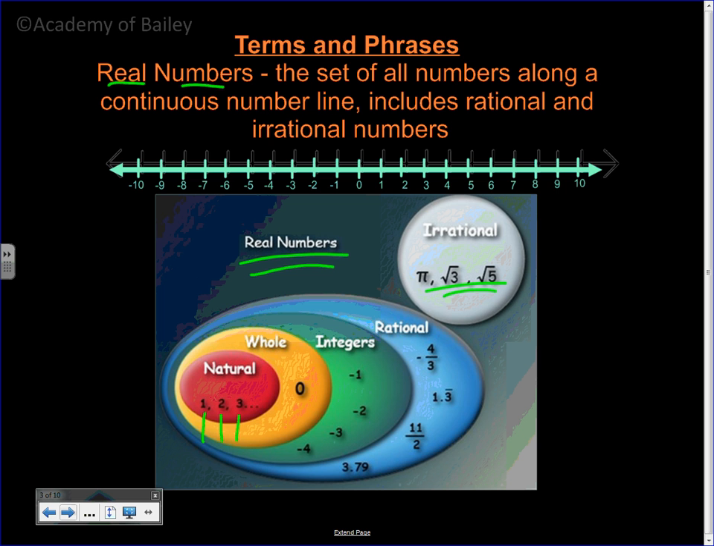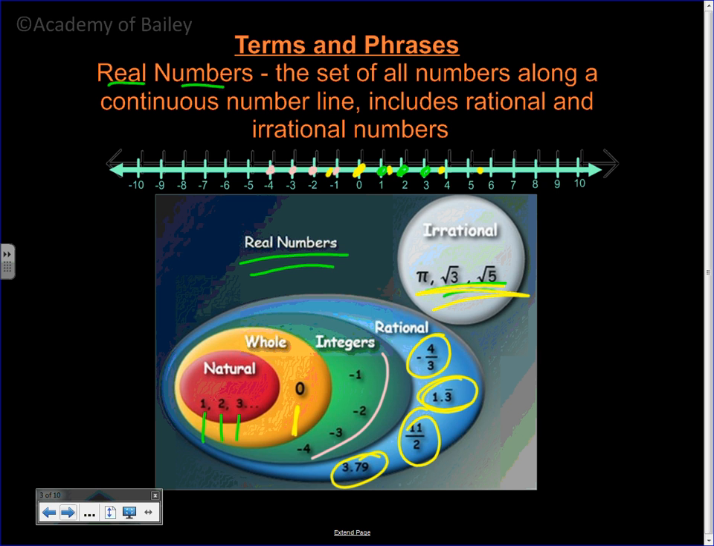1, 2, and 3. Can we plot those on the number line? Well, there's 1, there's 2, and there's 3. How about 0? Can we plot 0? Well, right there's 0. And of course, negative 1, 2, 3, and 4. Negative 1, 2, 3, and 4. And what about 11 halves? Well, that would be 5.5. And what about 1.3? Well, 1.3 is somewhere about right there. 3.79 is somewhere about right there. And negative 4 thirds would be negative 1 1/3, which is somewhere about right there.